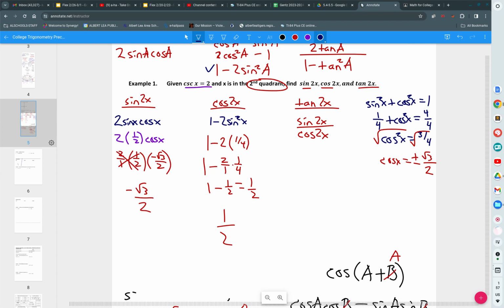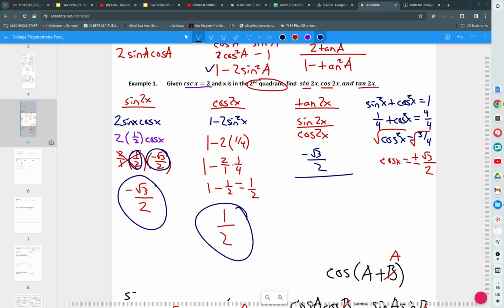Here's another point of confusion. For sine, I don't grab 1/2. That's sine of x. I want sine of 2x. Sine of 2x is that. So I have negative root of 3 over 2 divided by, notice for cosine, I don't grab negative root of 3 over 2. That is cosine of x. I want cosine of 2x, so 1/2.